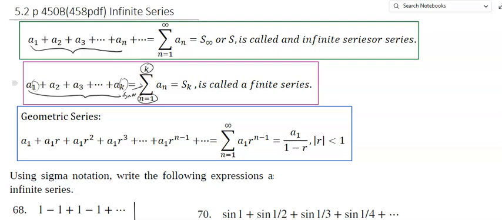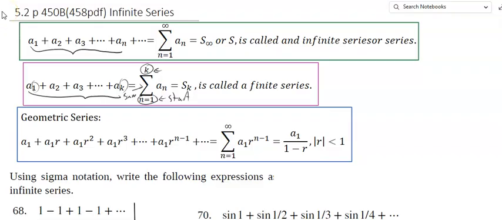So this is where you start, this is where you terminate. This is called a finite series because it terminates at k, and we call this S sub k, the sum of the first k terms of a sequence.